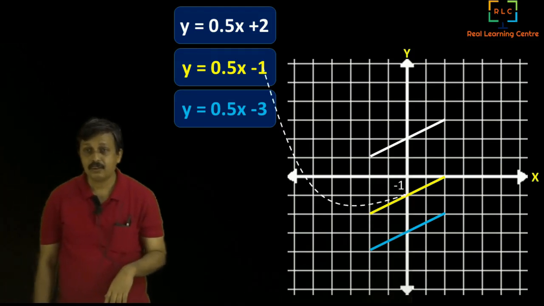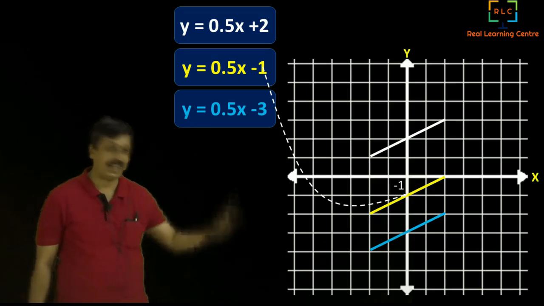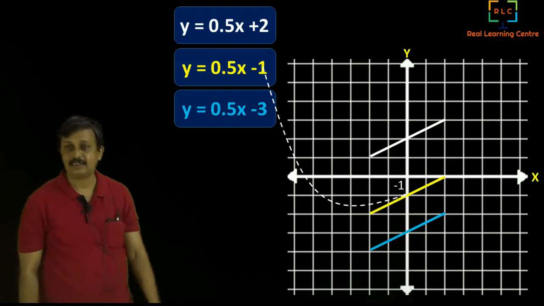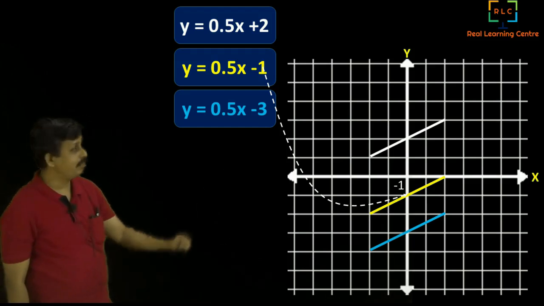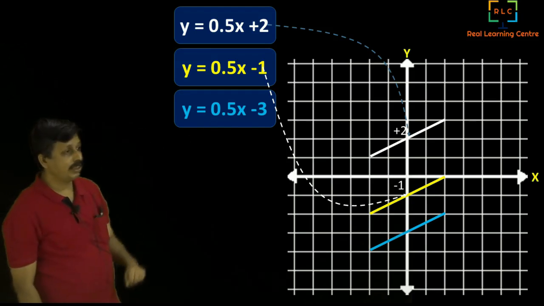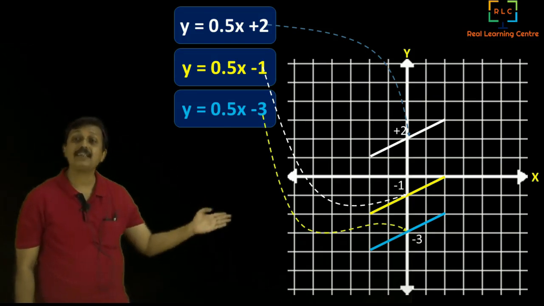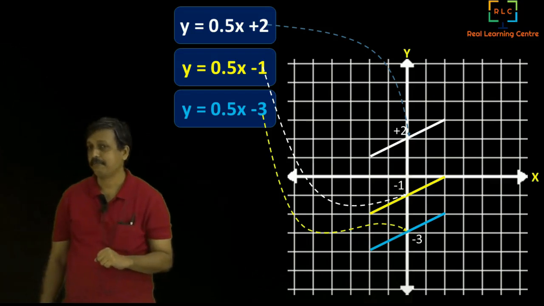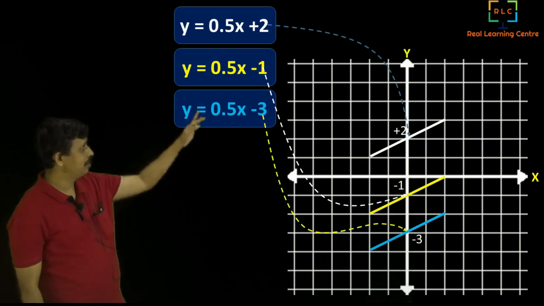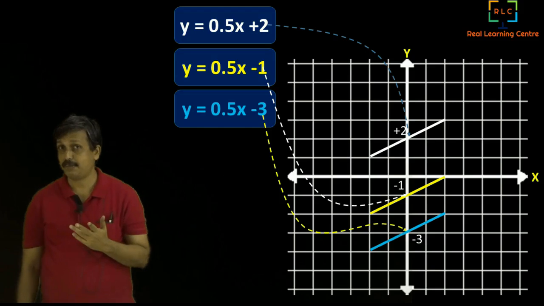If you see, this minus 1 is the place where it cuts the y-axis. You can see that minus 1 is where the yellow one cuts the y-axis. And the white one cuts the y-axis at 2. That is why there is a plus 2 there. And the blue one cuts the y-axis at minus 3. That is why the minus 3 is there. So, it clearly tells us that whenever we see a number here, plus something, that something is where it cuts the y-axis. Interesting observation, isn't it?